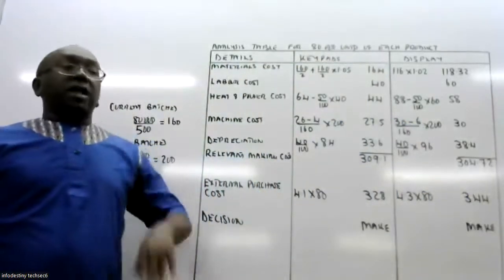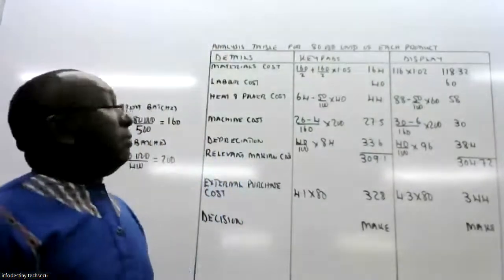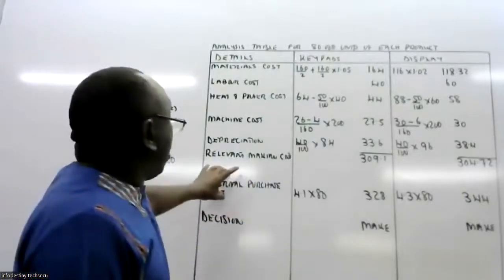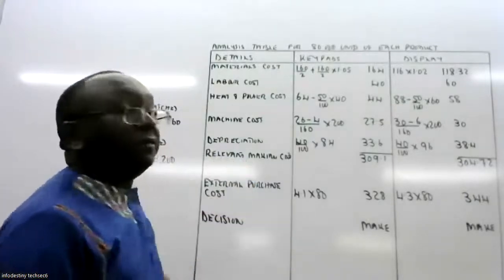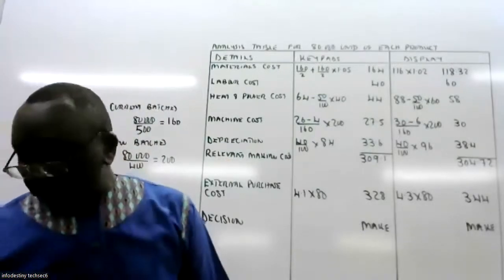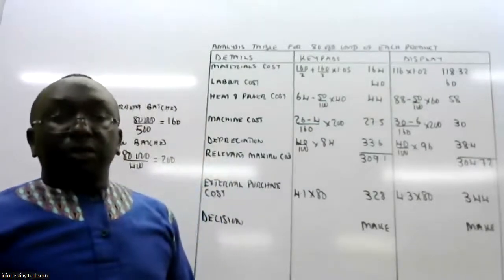Yeah, it's as simple as that. So this one, I'll not even solve any other question on make or buy, because it's simply a question of comparing the cost of making versus the cost of buying. So if you're able to accumulate those costs, it becomes very, very easy to handle that.